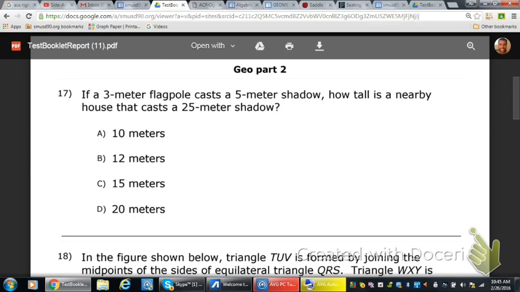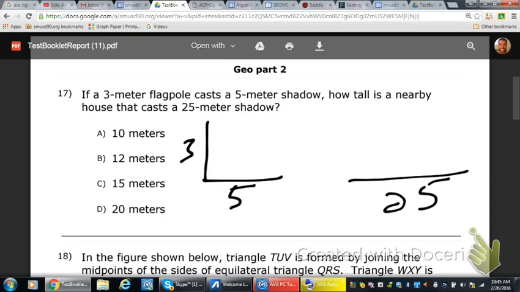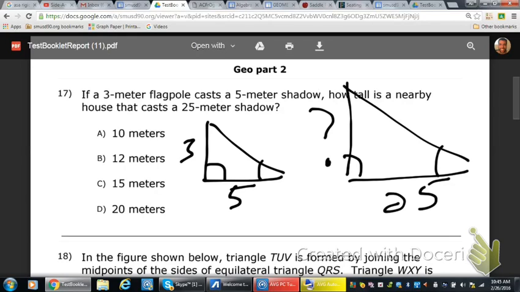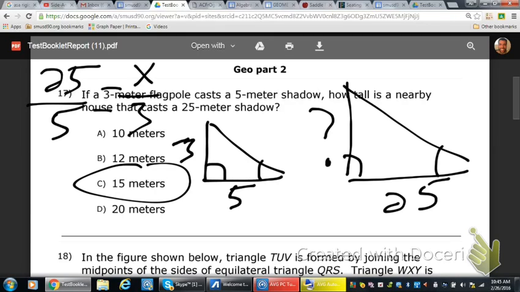Okay, let's do 17. So a 3-meter pole casts a 5-meter shadow. A 25-meter shadow is how many? Right? So it's a question mark. It wants you to assume angle, angle. So here's the question mark. Now we could do this in a proportion, but let's just use logic. So 25 over 5 equals x, I'm going to call the question mark x, over 3. 5 times 5 is 25. 3 times 5 is 15. Okay?